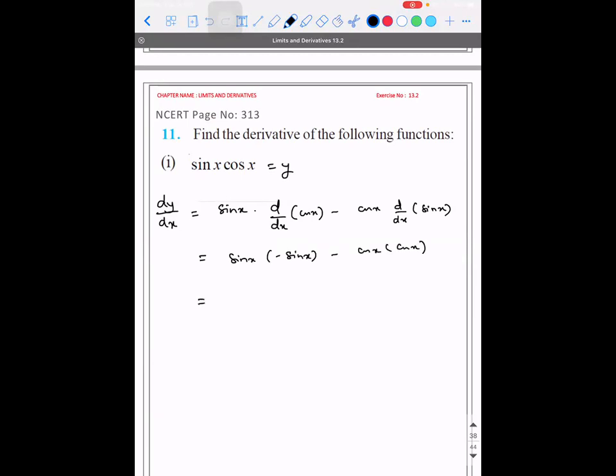So minus sin square x minus cos square x. How much is this? Minus of 1. Why did I write minus 1? Because I take out minus, it will be cos square x plus sin square x. So minus of cos square x plus sin square x is minus 1. I hope it is clear. But let me check once. Wait.